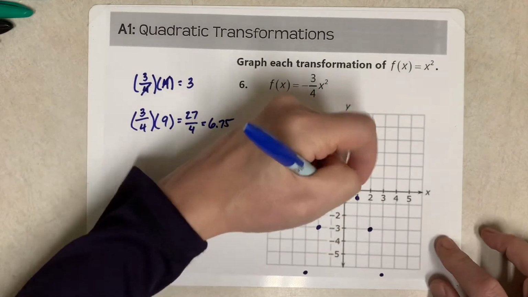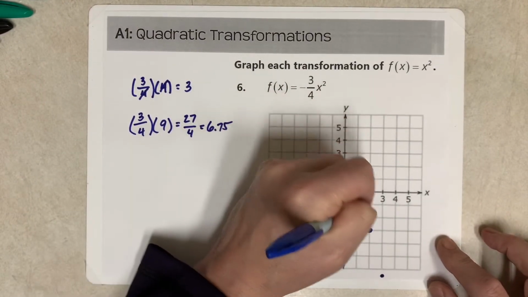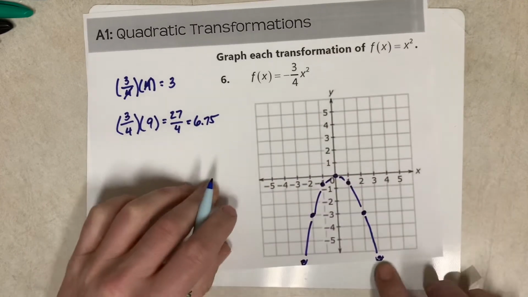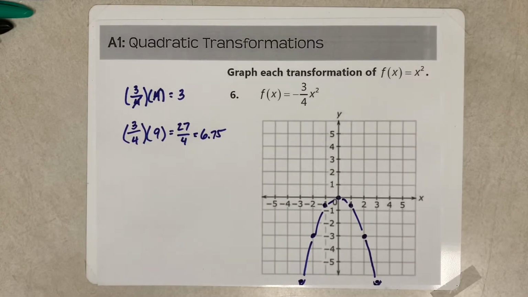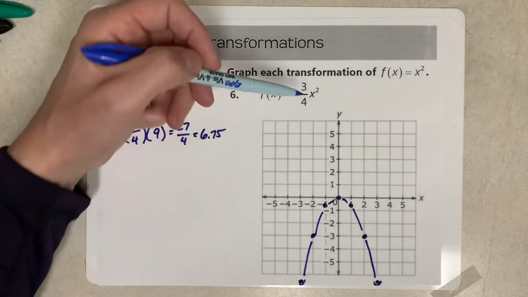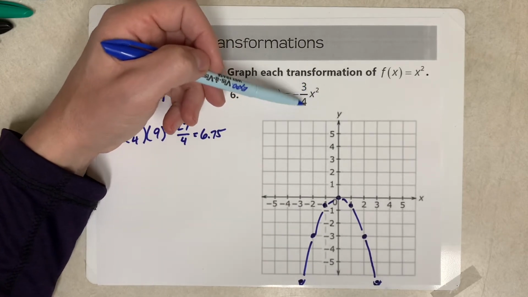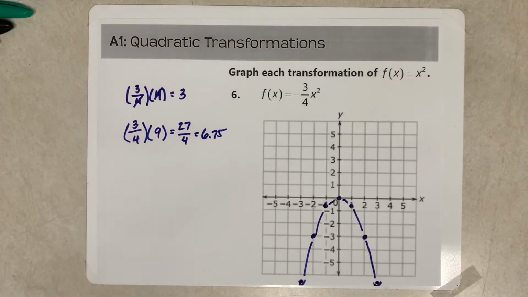Okay, so now I'm going to go ahead, connect my dots, and we see that it did get a little bit wider. Ooh, went off there a little bit. That's okay, that happens. And there's our graph. It got reflected across the x-axis, and it widened because of the 3/4. So when you have a number in front of the x squared, a coefficient, we say, that's between 0 and 1, it's going to make it wider. And if it's bigger than 1, then it's going to be narrower.